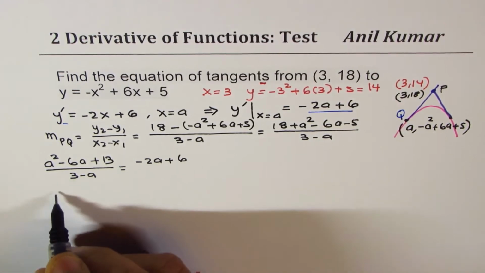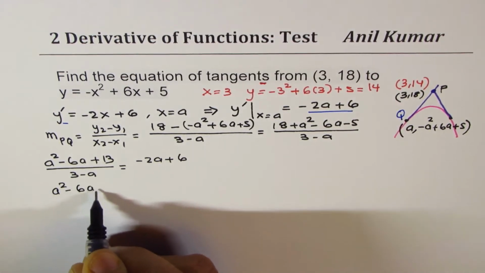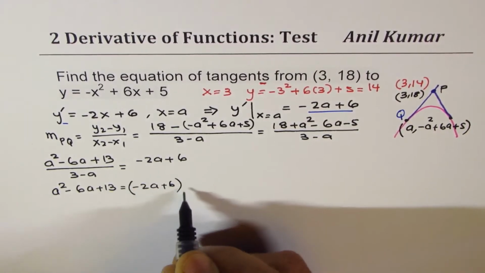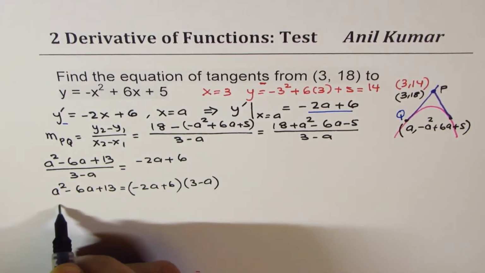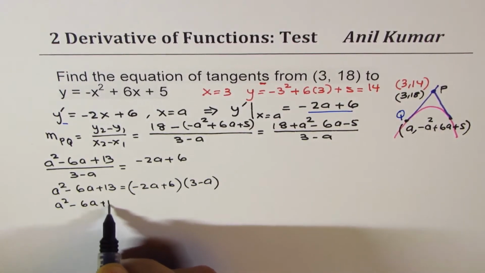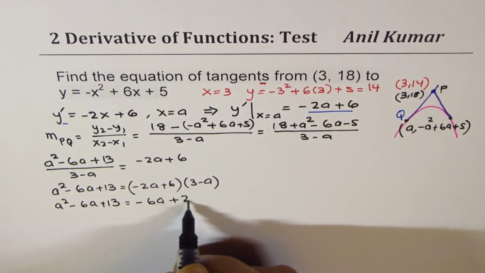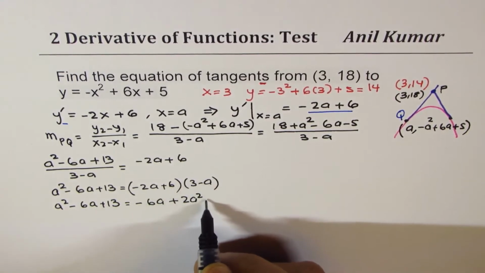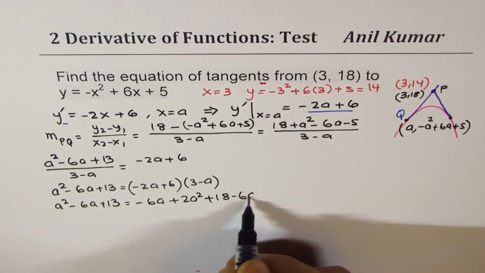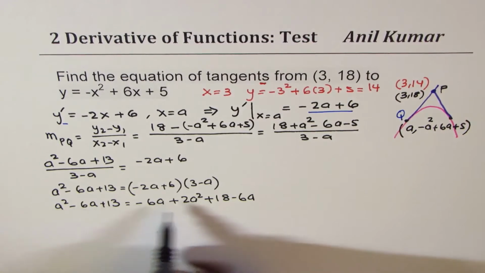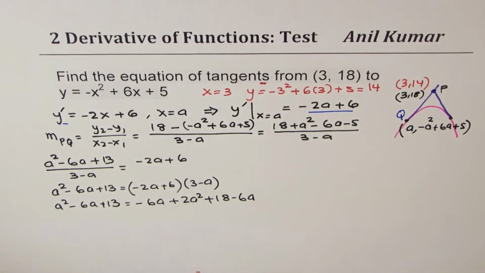Let's solve this by cross multiplying. So we have a square minus 6a plus 13 equals minus 2a plus 6 times 3 minus a. So we have a square minus 6a plus 13. If you open this, you get minus 6a plus 2a square. Multiplying by 6 gives us plus 18 minus 6a, right? Now let's bring all the terms together. Let me take them to the right side since we have 2a square here. And as you can see, minus 6a, one of them gets cancelled.